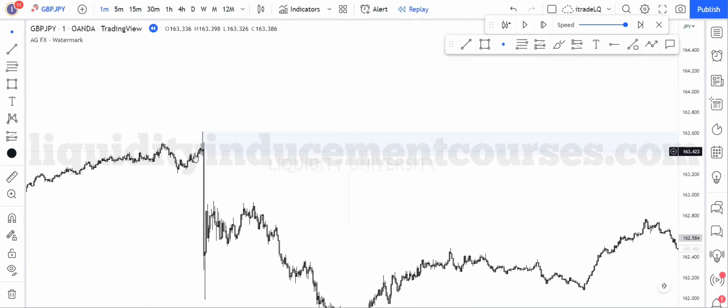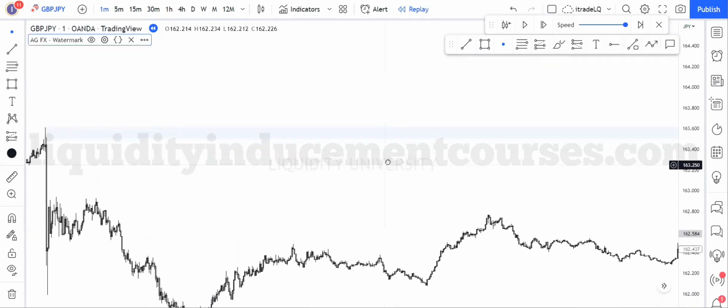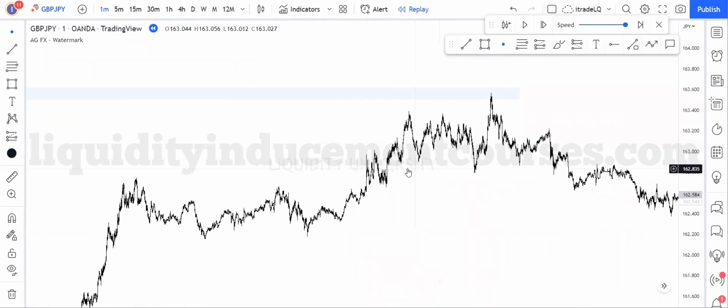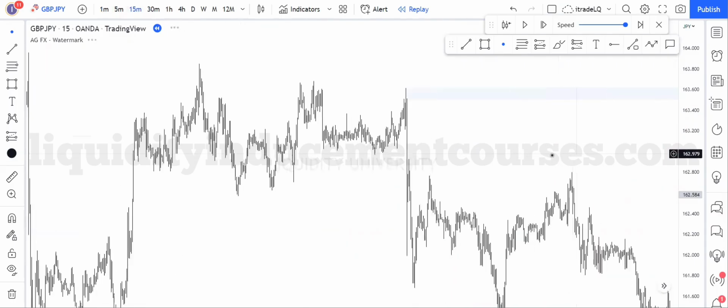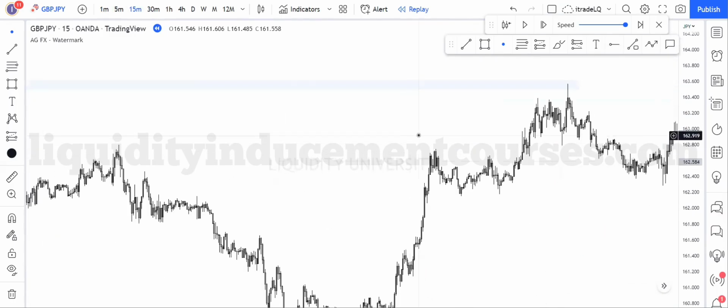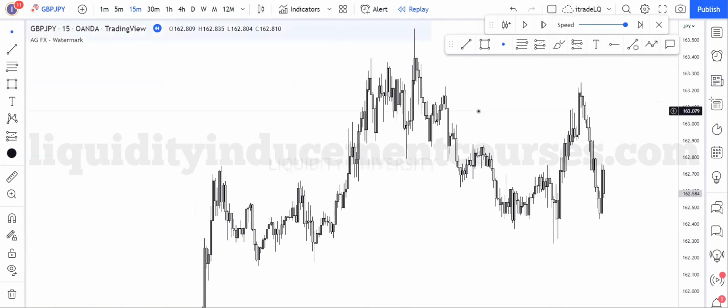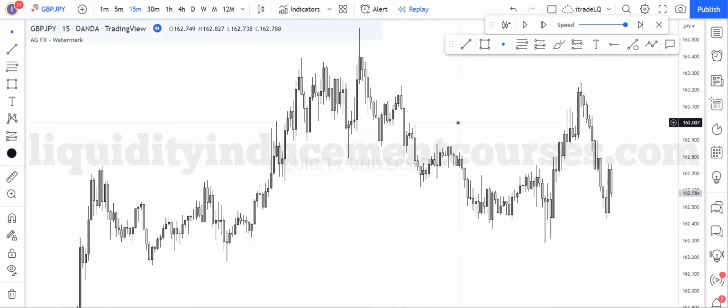Sure, you can go to a seconds time frame and you'll find a POI there, and you will get something like this, just like that. Now again, this is not how we find our POIs, just an example. But as you see, there's a POI inside of a POI.